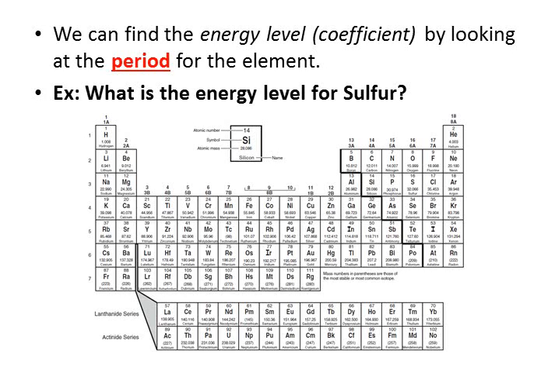So we can find the energy level, or the coefficient of our electron configuration, by looking at the period for that element. For example, what is the energy level for sulfur? Well, I have to find sulfur on my periodic table. Then I'm going to go over to the period of that element. The period is the row, so I'm going across my row. And then I see I'm in row 3, which tells me I'm in energy level 3. So what is the energy level for sulfur? It's 3.